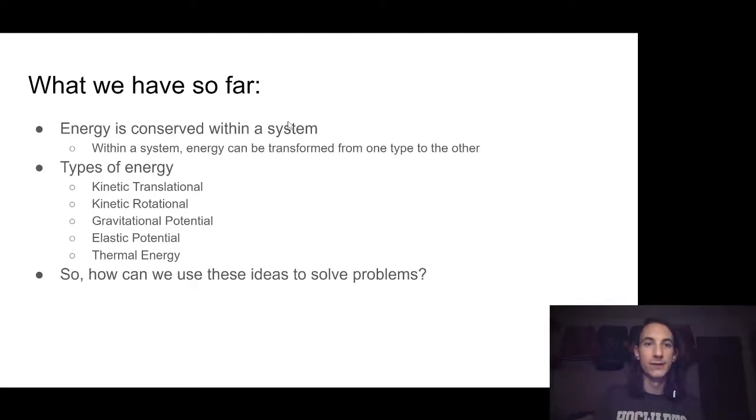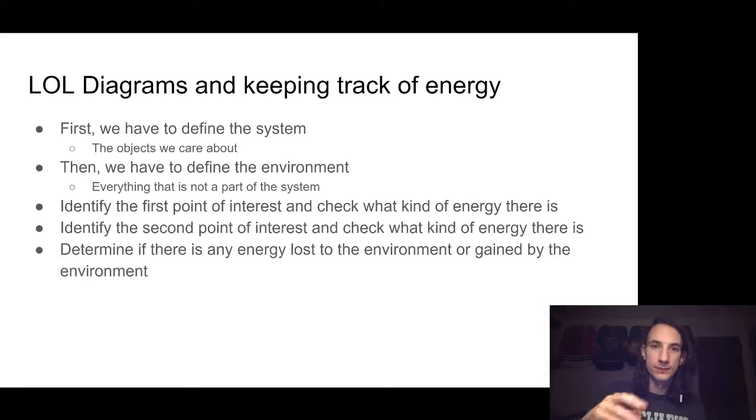So far we have this idea that energy is conserved within a system. Energy can be transformed from one type to the other. It can be transformed from kinetic translational to kinetic rotational to gravitational potential to elastic potential to thermal energy. But now we want to think about how we can actually use these to solve problems. The main setup for energy to help us think about what was going on is these LOL diagrams. These LOL diagrams are tools that help us keep track of our energy.